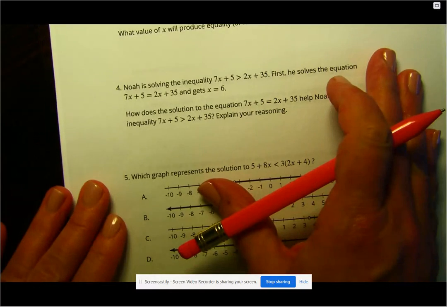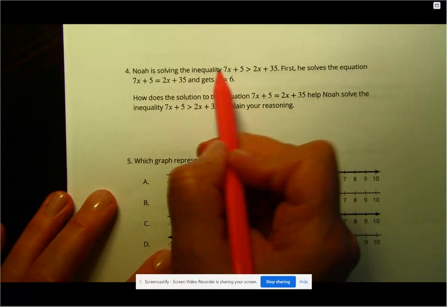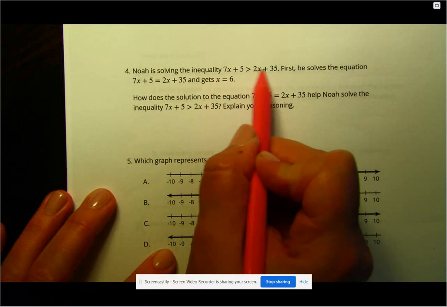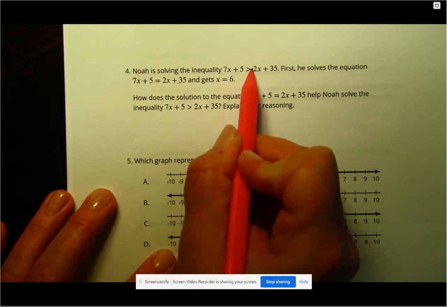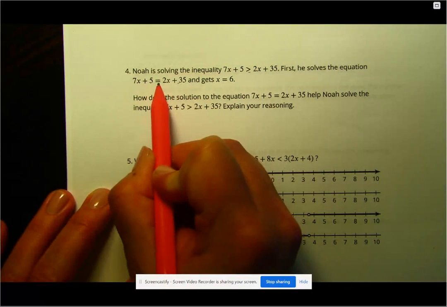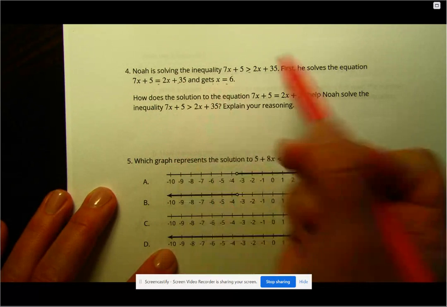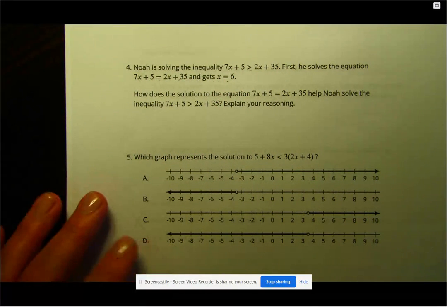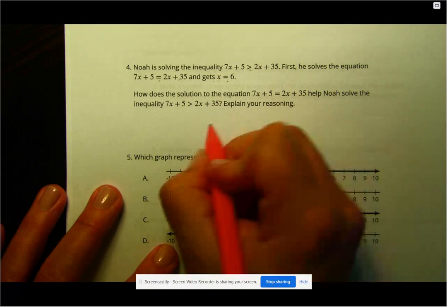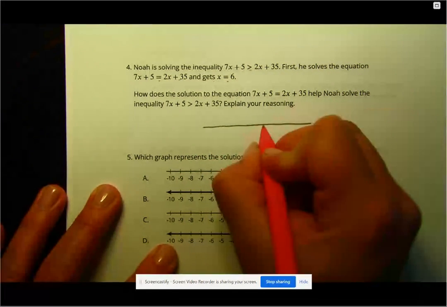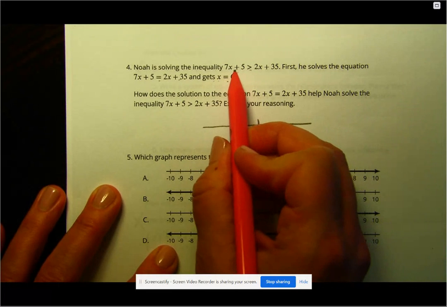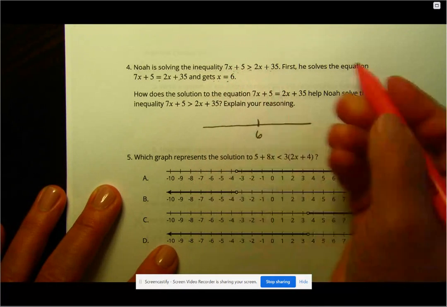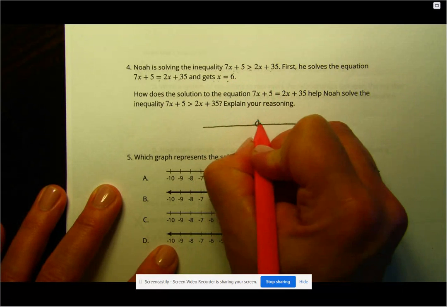Let's try number 4. Noah is solving this inequality by first solving this equation. He replaced the inequality symbol with the equal sign, and he got x equals 6. How does that solution help him solve the inequality? Well, 6 tells you what value of x would make the left side equal the right side. Okay, I'm going to do a hollow circle.